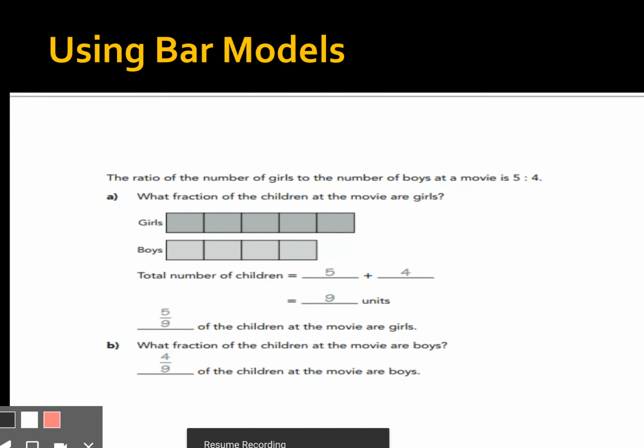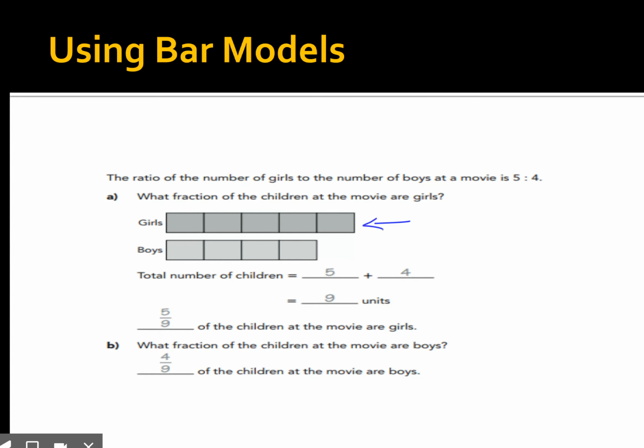Okay, so bar models that are partitioned or broken up can also be used for ratios. Instead of having one long bar, we have it broken up into two sections. So in this example, we have the ratio of the number of girls to the number of boys in a movie is 5 to 4. So we have girls represented here with 5 boxes of equal size lined up to make one long bar, and then boys, 4 boxes of the same size lined up together.